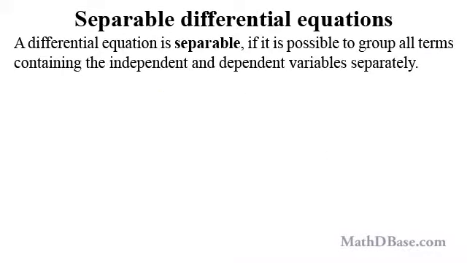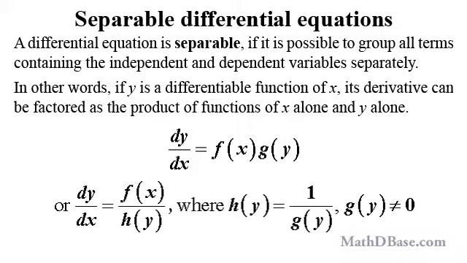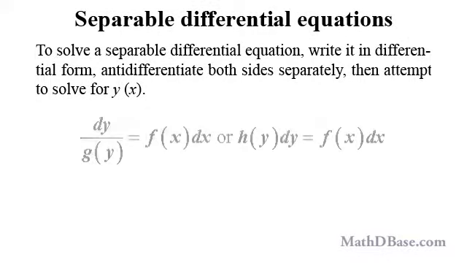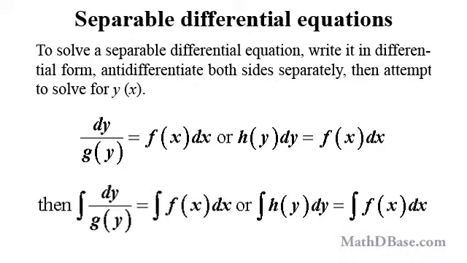A differential equation is separable if it is possible to group all terms containing the independent and dependent variables separately. In other words, if y is a differentiable function of x, its derivative can be factored as the product of functions of x alone and y alone. To solve a separable differential equation, first write it in differential form, antidifferentiate both sides separately, then attempt to solve explicitly for y of x.